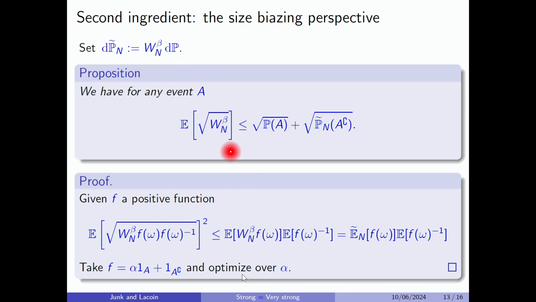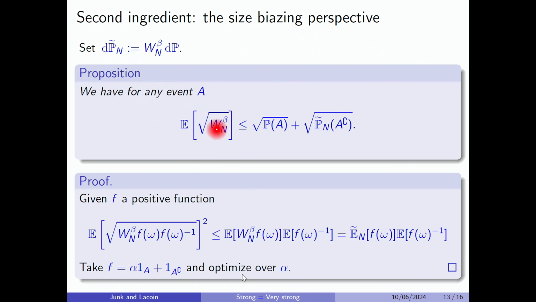What happens is that you can bound the expectation of the square root of Wn by the square root of the probability of A plus the square root of the probability of the complement of A under the size bias measure. And this is true for any A. Okay, so why is this true? Basically, it's just an application of Cauchy-Schwarz.